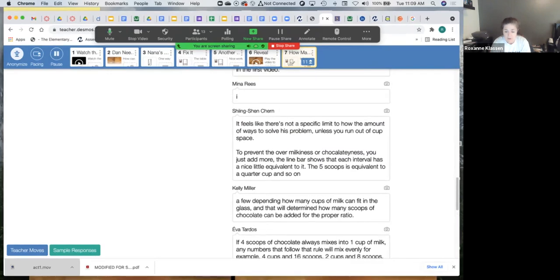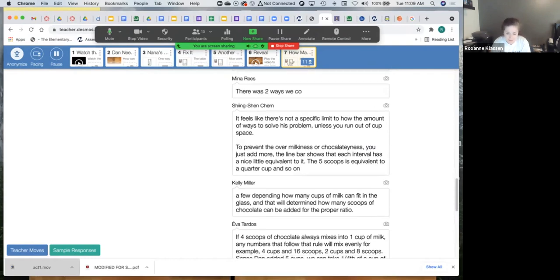Yeah. So I feel like there's not a specific limit to the amount of ways to solve this problem unless you run out of cup space. To prevent the over milkiness or chocolatiness, you just add more. The line bar shows that each interval has a nice little equivalent to it. The 5 scoops is equal to 1/4 cup and so on.